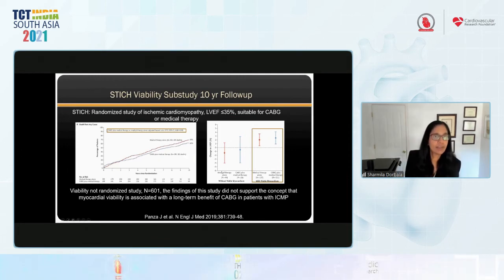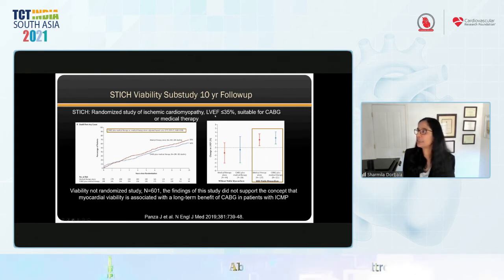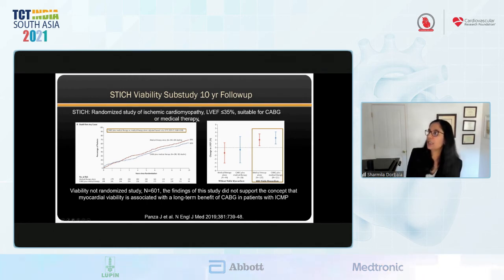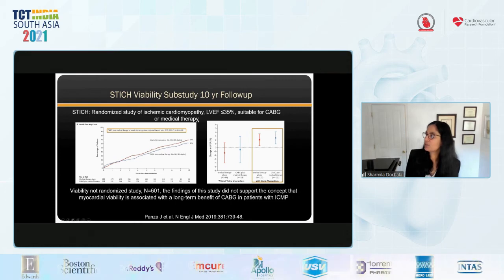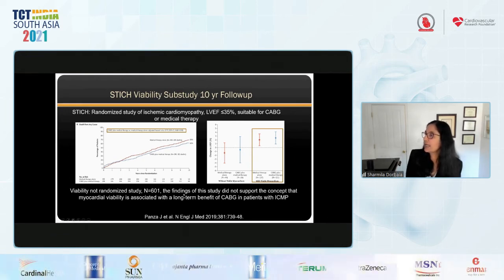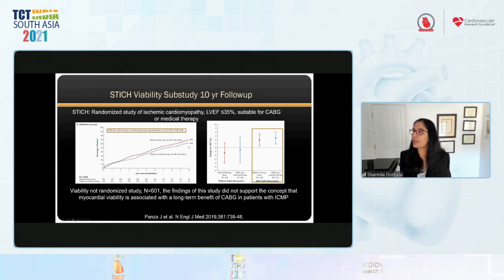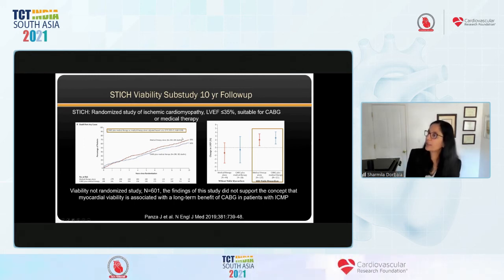Of course, the STICH viability study, most of you are familiar with. The primary STICH study was a randomized study of ischemic cardiomyopathy patients with EF less than or equal to 35%, with coronary anatomy suitable for bypass surgery or medical therapy. This was the randomization. The viability sub-study of STICH was not randomized. It included nearly 600 patients. The findings at 10-year follow-up showed that patients randomized to bypass plus medical therapy had a survival advantage compared to patients randomized to medical therapy alone.